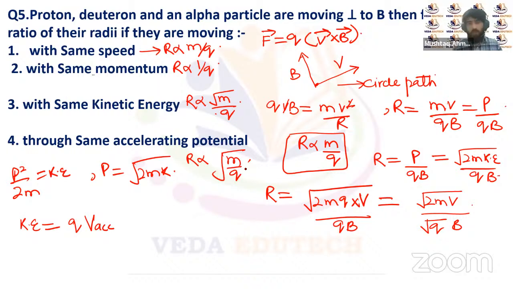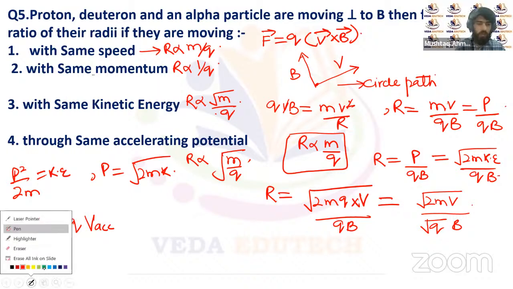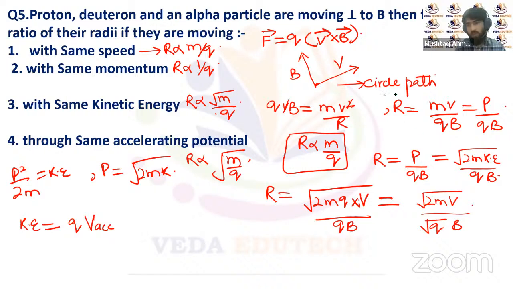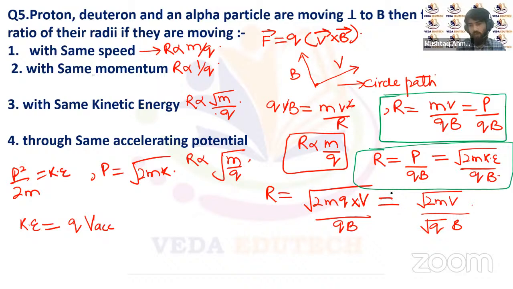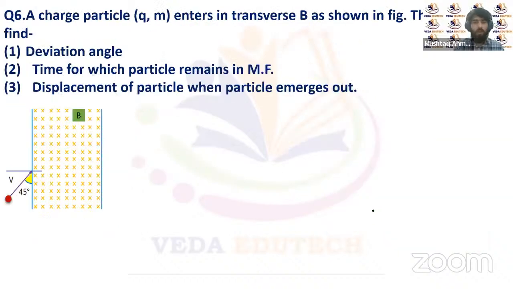So this will be the variation of the radius of a charged particle with different conditions: with same speed, with same momentum, with same kinetic energy, and through same accelerating potential. These are the different equations that we have written with respect to the radius of a particle in terms of momentum, mass and velocity, kinetic energy, and accelerating potential. These are the equations that we can write for a charged particle moving in a circular path because of the magnetic field.